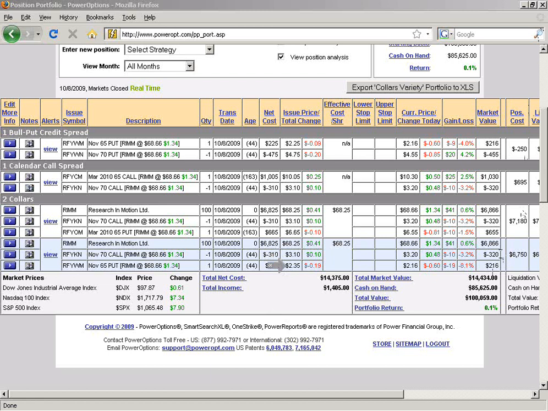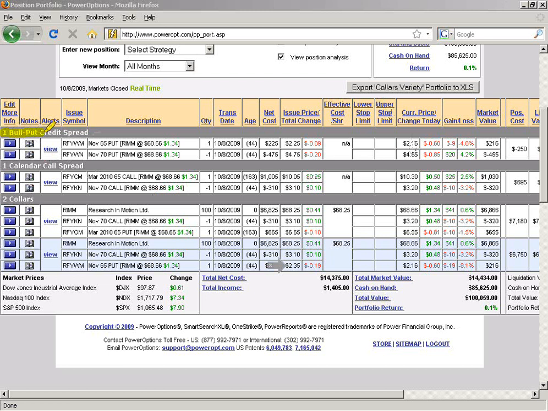Now, this portfolio tool is a very powerful tool for tracking and managing your options positions. One of the things that I find extremely useful about this tool is, notice on the top header bar of each section, it's labeled by strategy.